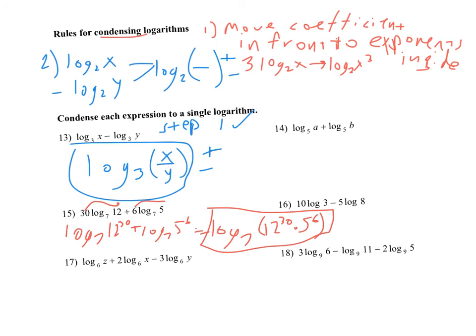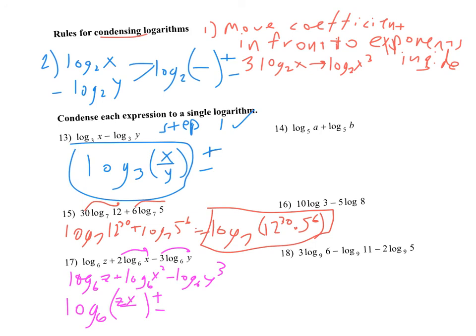All right, lastly here, number 17, I'm going to move these. Let me do this in pink here. So we'll move these coefficients up there. So it'll be log base 6 of z plus log base 6 of x squared minus log base 6 of y to the third. And then we'll condense this all into one log, base 6. And then we do have some positives and negatives here. So positive, we have a z, and we have x squared. And then from the negative is y to the third, so that goes on the bottom. And that's it.